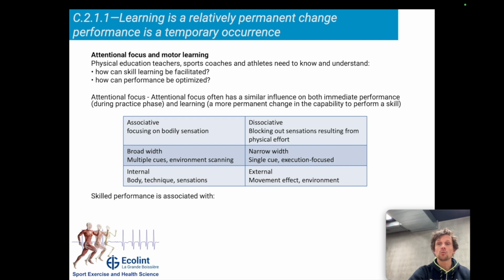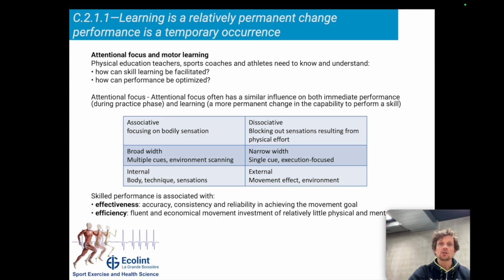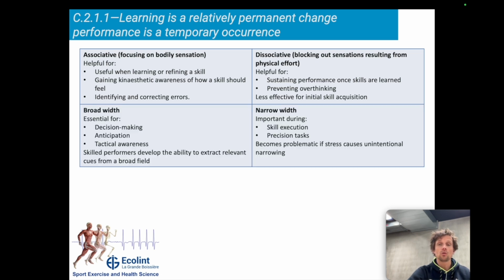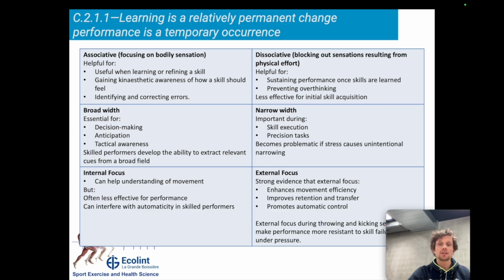Overall then, skilled performance is associated with two different elements that we're trying to improve. We're trying to improve effectiveness, such as the accuracy, consistency and reliability of achieving that goal, and also the efficiency, so the amount of energy that we outlay in having to achieve the same result. Here we can see a quick comparison table which is focusing on the advantages and disadvantages of when an athlete might want to focus on an associative approach or a dissociative approach, a broad width or a narrow width, and an internal and an external focus.